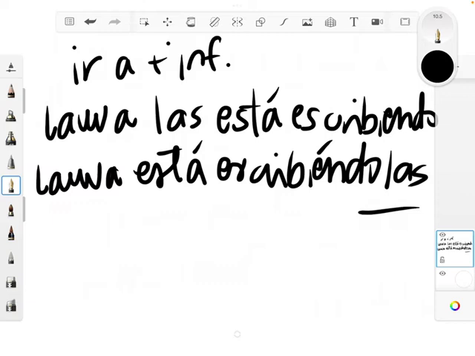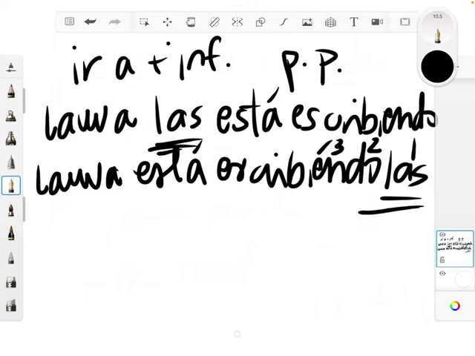Okay, this is what the note is at the bottom here. Whenever you attach the pronoun to the present participle, you're going to add that accent, okay, to maintain the proper stress. So it'll be the third to last syllable. So you count 3 back from the end. So 1, 2, 3. And that's where you put the accent on that E. Escribiéndolas. Okay? So that's for the present progressive.